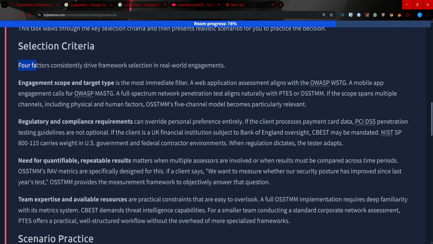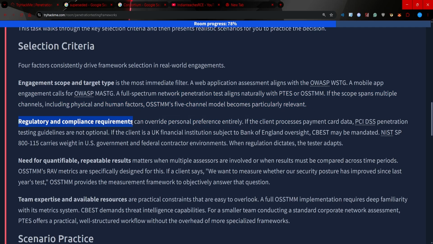Selection criteria: four factors consistently drive framework selection in real-world engagements. Engagement scope and target type is the most immediate filter. A web application assessment aligns with the OWASP WSTG. A mobile application engagement calls for OWASP MASTG. A full-spectrum network penetration test aligns naturally with PTES or OSSTMM. If the scope spans multiple channels, including physical and human factors, OSSTMM's five-channel model becomes particularly relevant.